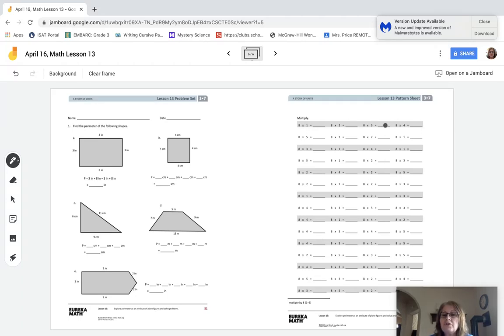pattern sheet. And I want you to do the pattern sheet all the way to the bottom. You don't need to time yourself, just do the whole sheet. Don't stop in the middle. Don't stop halfway. Just do the whole sheet, okay? And that's all there is to the math lesson. It's pretty easy peasy. And I think you guys will do fabulous with this because perimeter seems to be something that you guys are catching on really, really well too. So I hope you enjoy and do a great job.